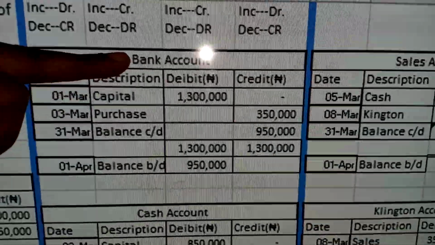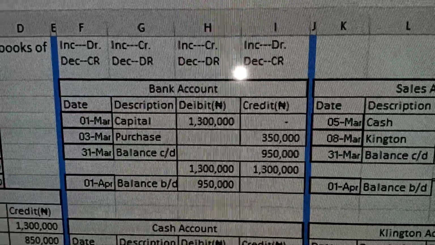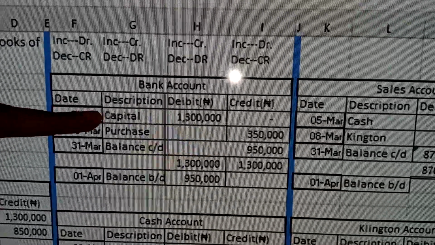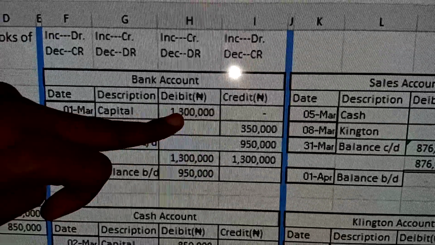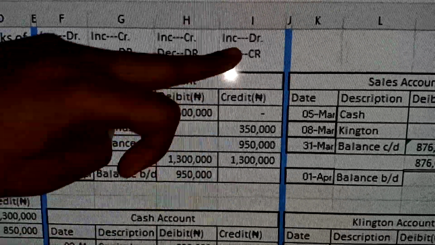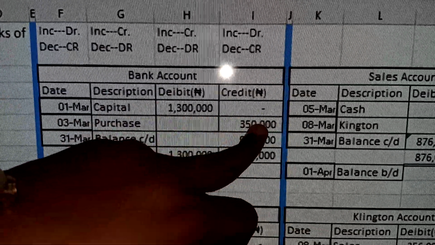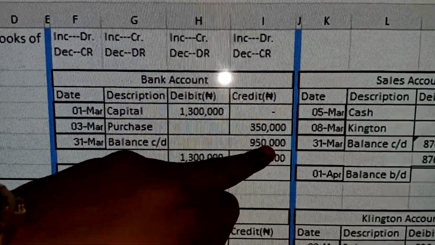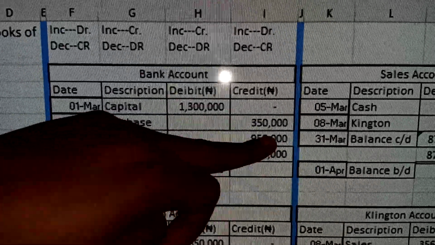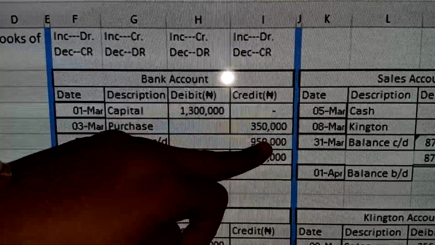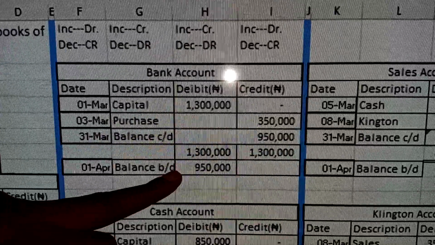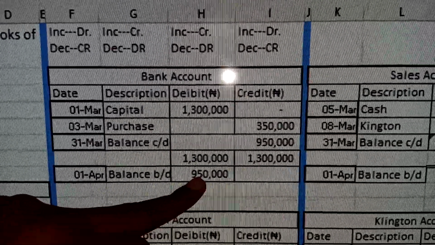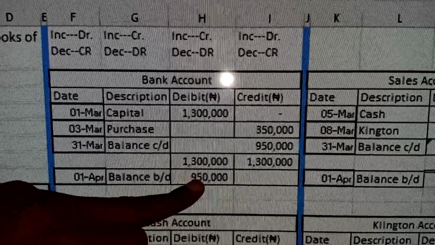Now look at your bank account. Here we have two items as well. We have the debit side having 1.3 million, credit side having 350,000. So the difference between the debit and the credit is 950,000. That is the balance carried down you have here. The balance carried down becomes the balance brought down on the debit side. So that means the bank ledger has a debit balance.